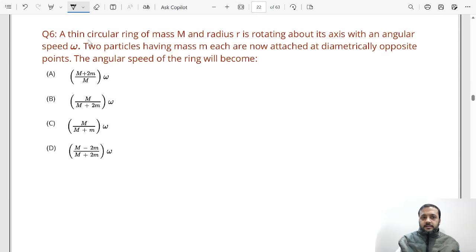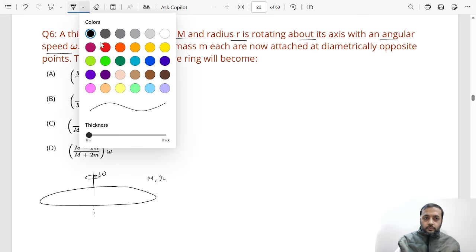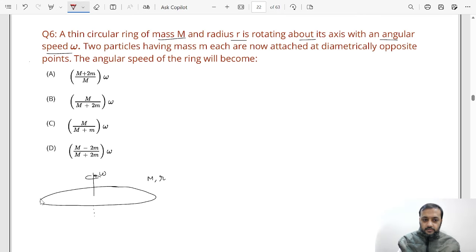Here you can see there's a thin circular ring of mass m and radius r rotating about its axis with an angular velocity omega. So basically what is happening, there's a ring which is rotating about its axis, this is the axis, with the angular velocity omega. The mass of the ring is capital M, the radius is small r. Now what you do, you drop two insects. So you can see I'm fond of insects. Let's say you drop one insect here and you drop one insect here.